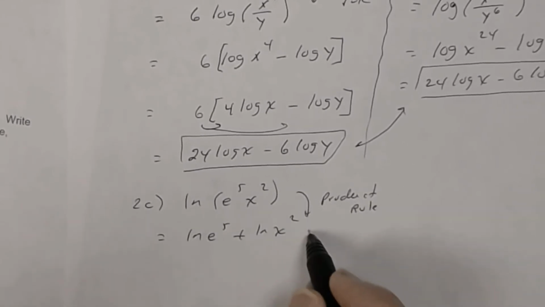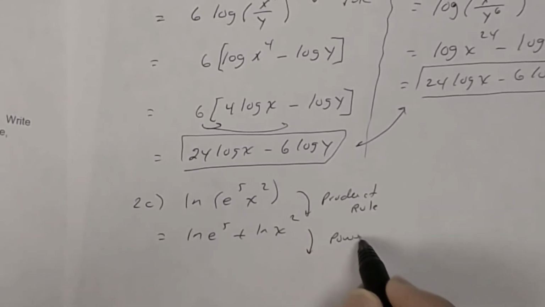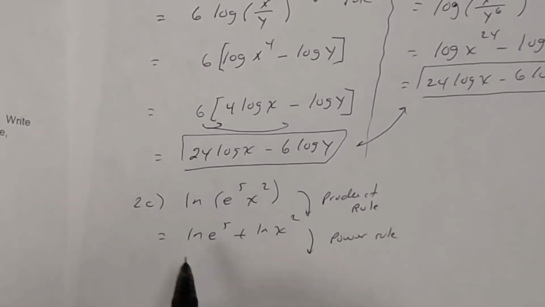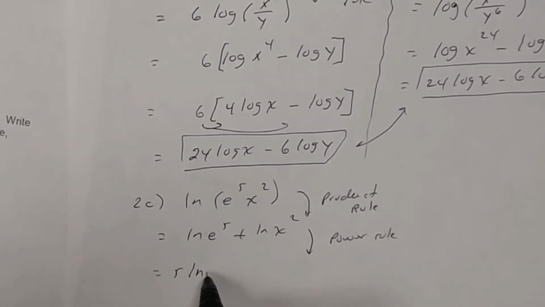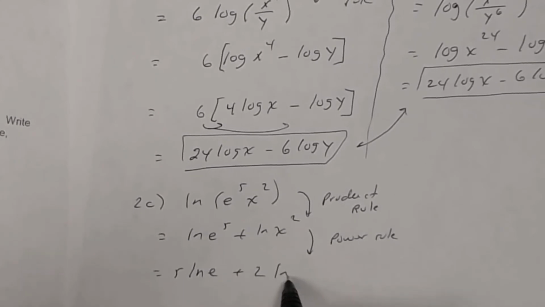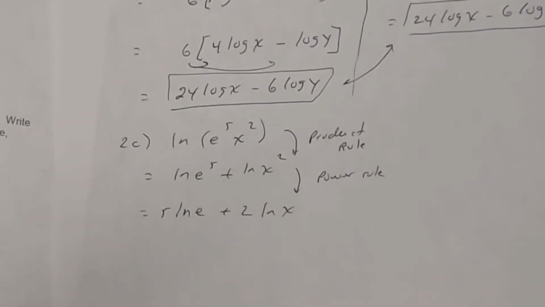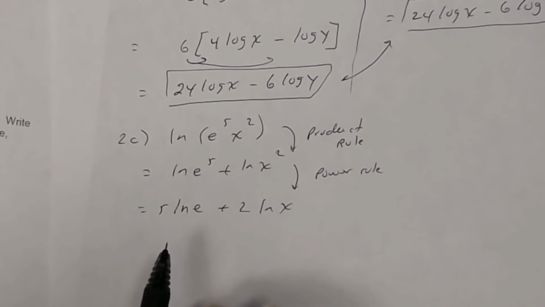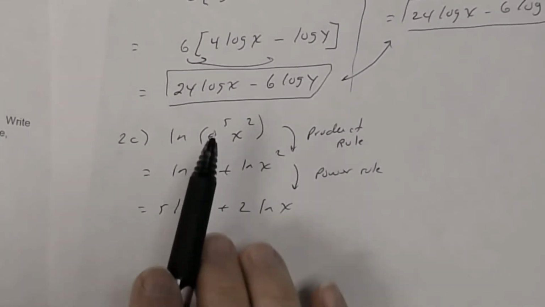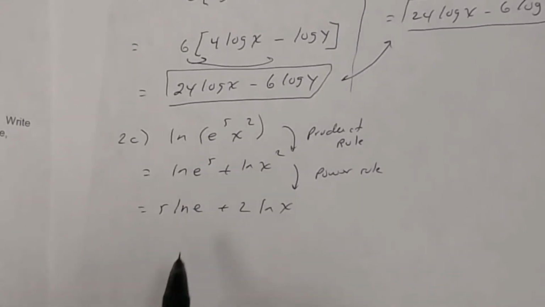All right, now I'm going to use the power rule. And so the power rule, I get 5 times the natural log of e plus 2 times the natural log of x. All right, now, some of you are going to leave the answer like this, and that's not quite correct. All right, you did some pretty good work here, but you got to remember you need to simplify as much as possible.